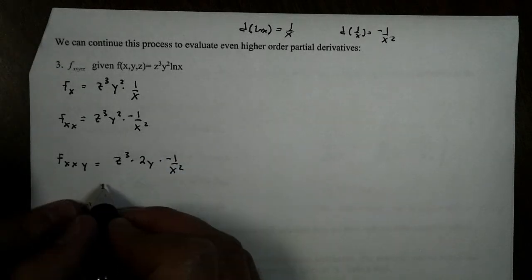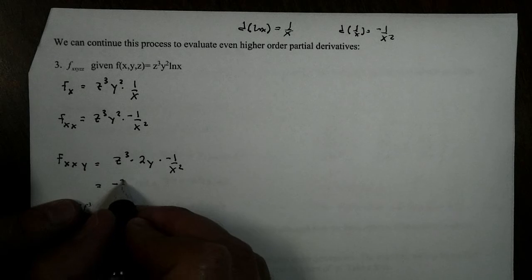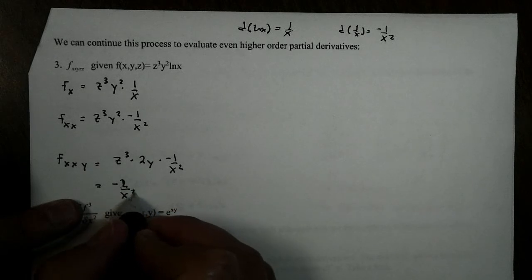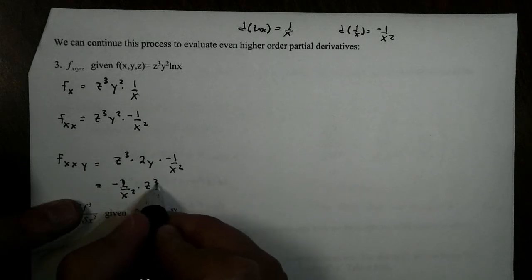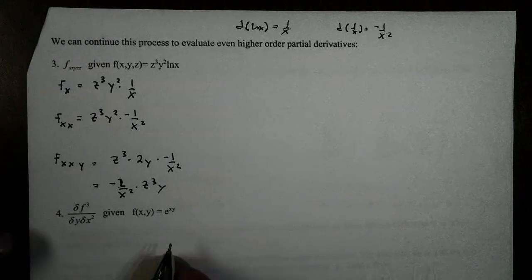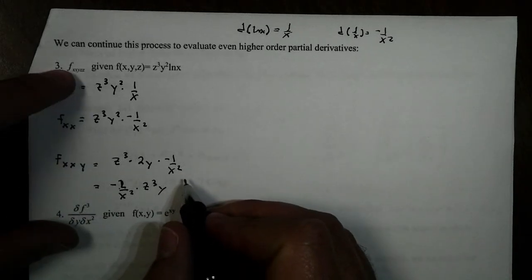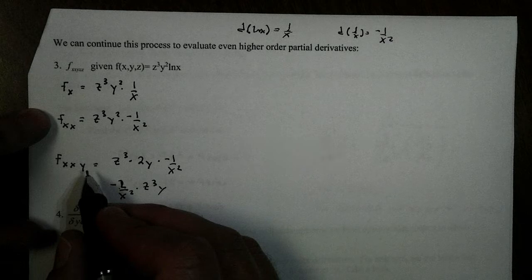Now I'm going to start cleaning this up so it just looks a little bit nicer. This is negative 2 over x squared times z cubed y. So cleaning up is going to help us take the next derivative. Oops, sorry, that was the third derivative.